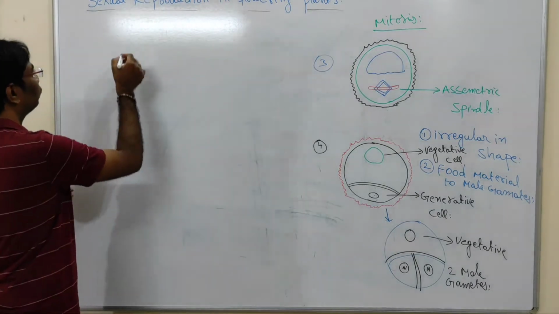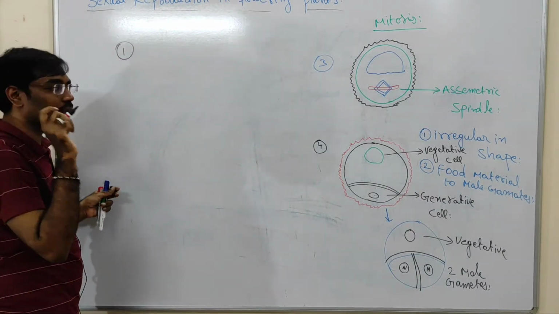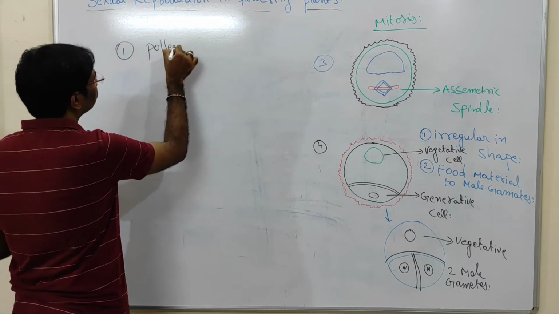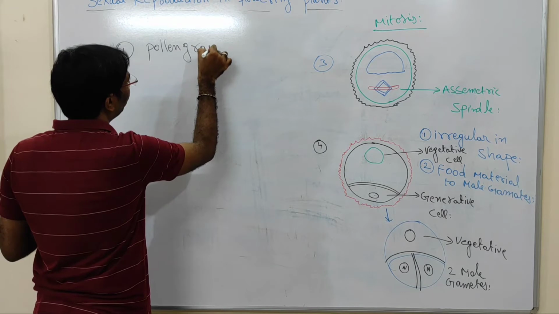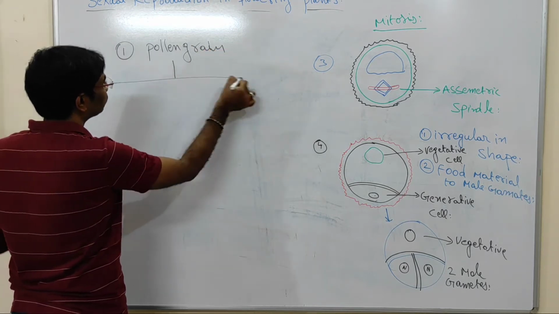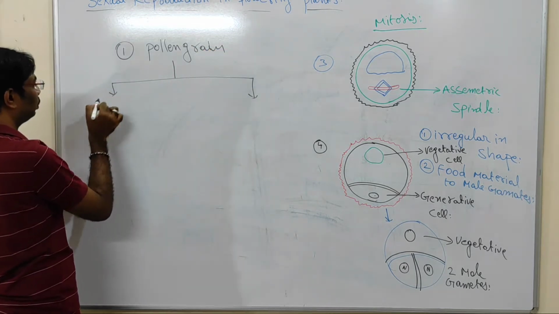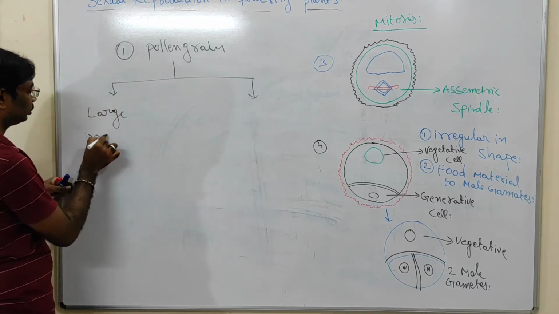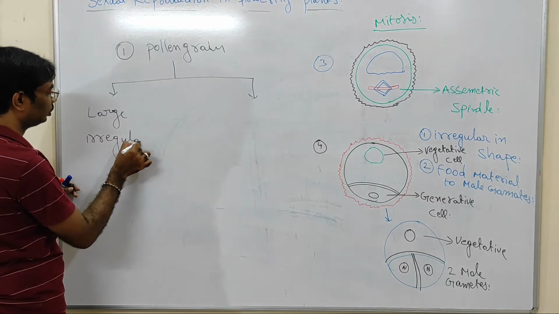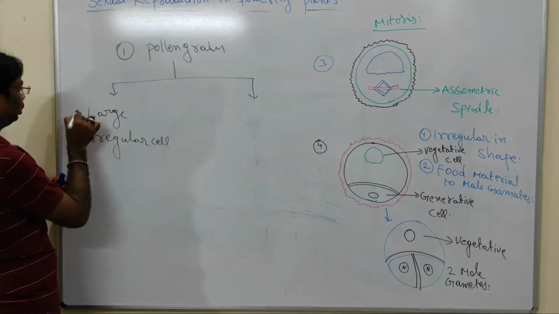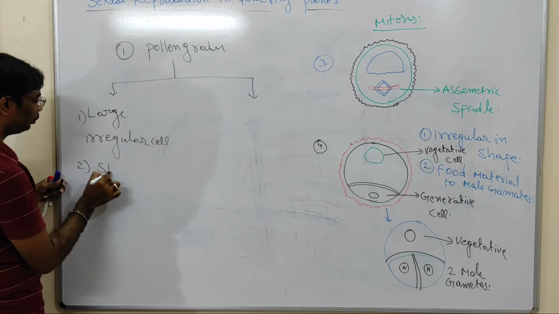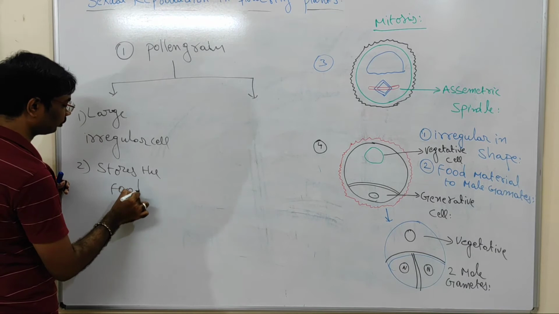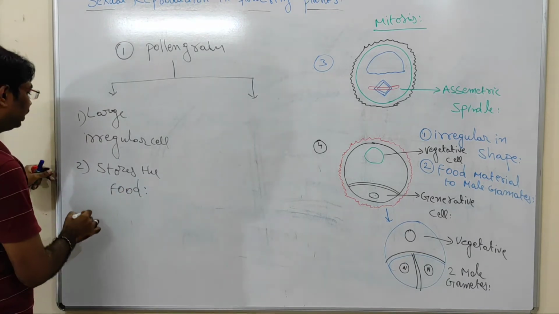Okay, so see here, I will write the steps for more clarity. So this is the pollen grain. The pollen grain contains two cells. One is a large, irregular cell and stores the food material. That is called the vegetative cell.